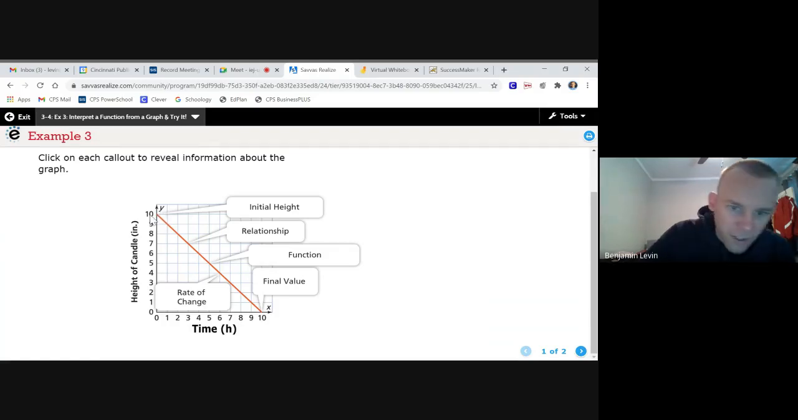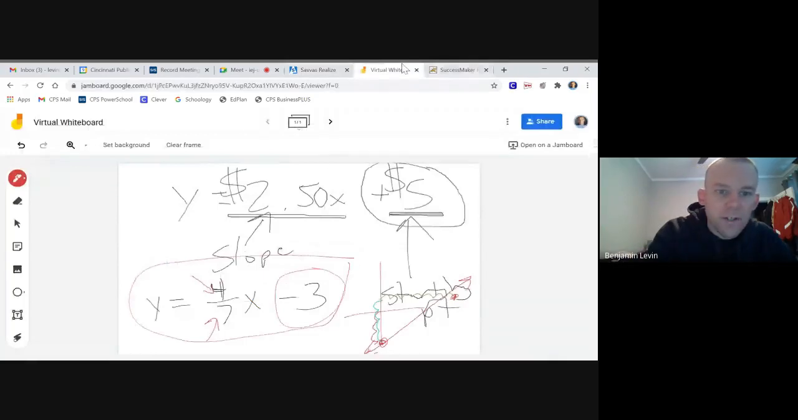Well, there's a clue right there. The starting point is 10, the initial height. So the initial height is one of the pieces of data we need to write an equation for this. And then you can see it drops over time because the candle burns. The flame burns up the wax, and the candle gets smaller and smaller until it finally runs out of wax at 0 and burns out. So if our starting point right here is 10, the initial height, what's that going to be in our equation?